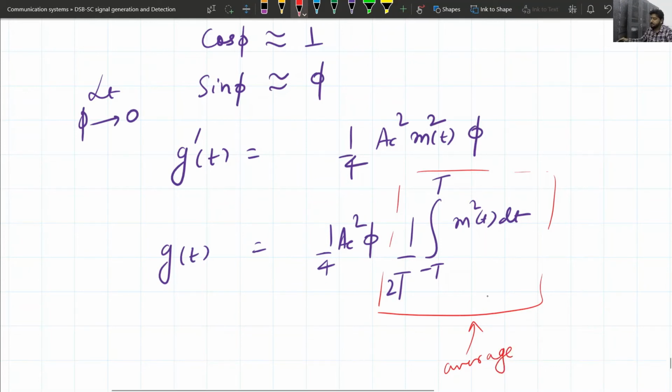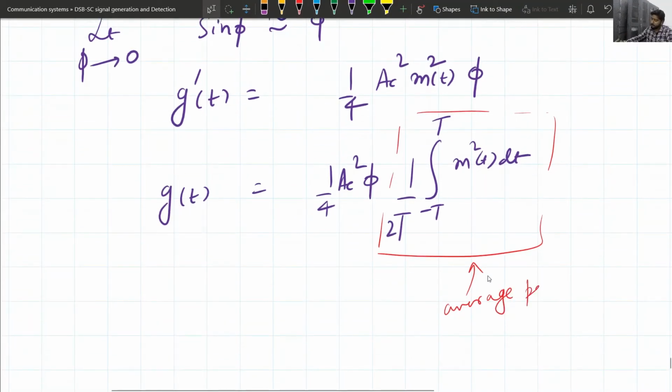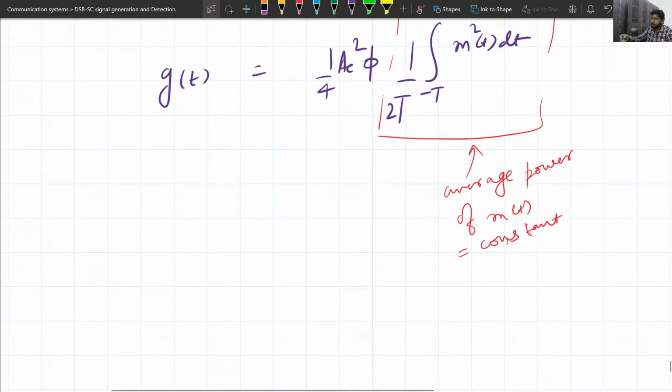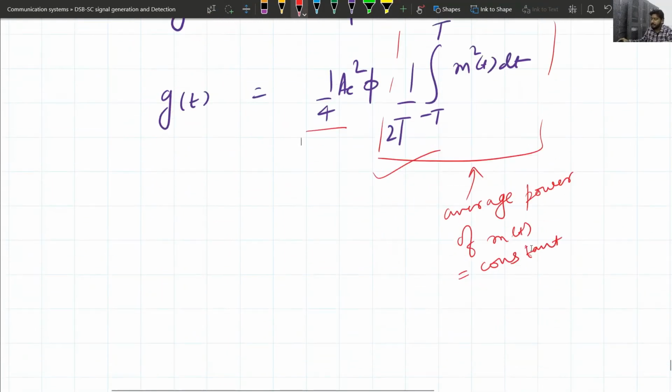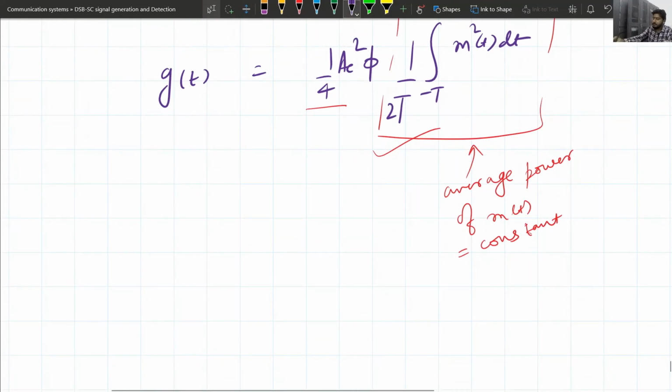Know that this is the average power of m(t), which is also a constant. Now this quantity is a constant term, and taking these as constant, we can write g(t) proportional to the phase error phi.